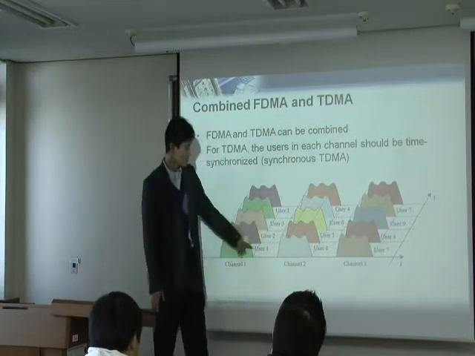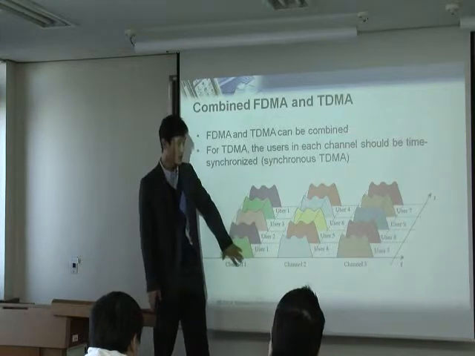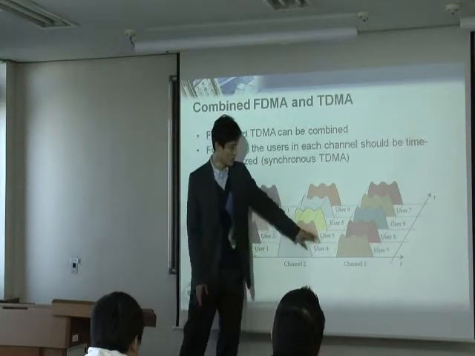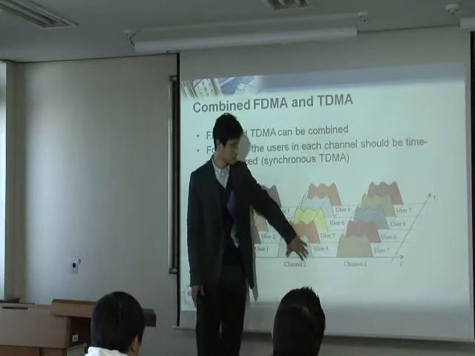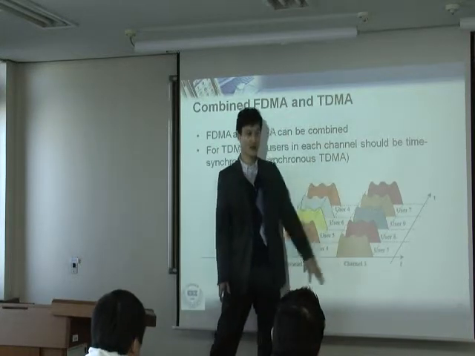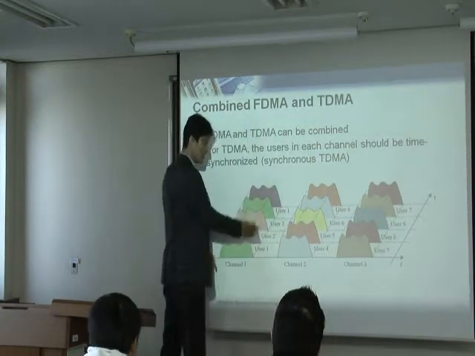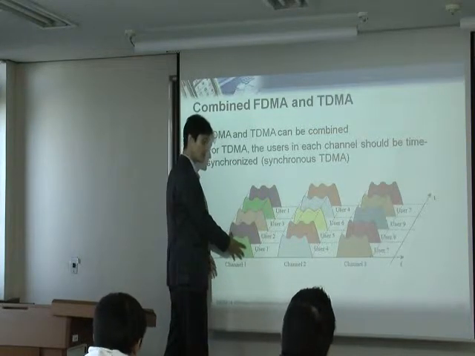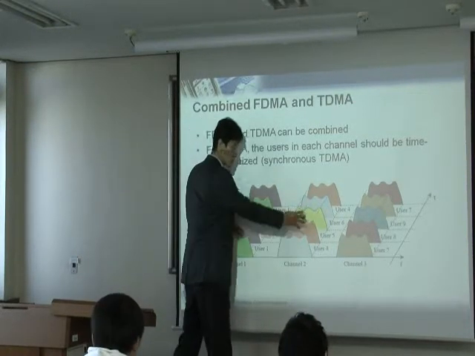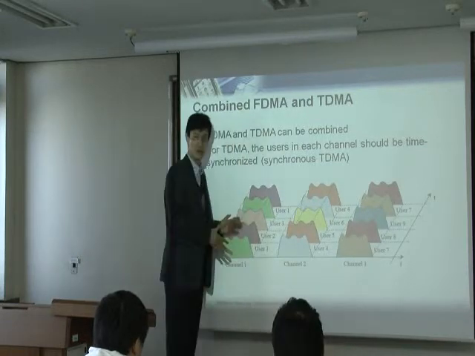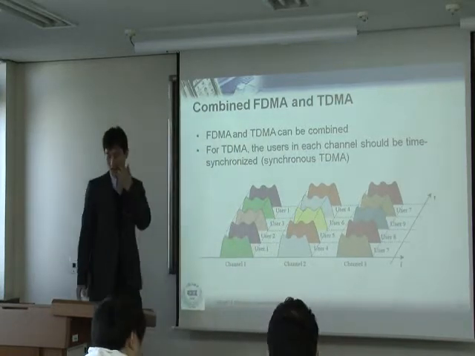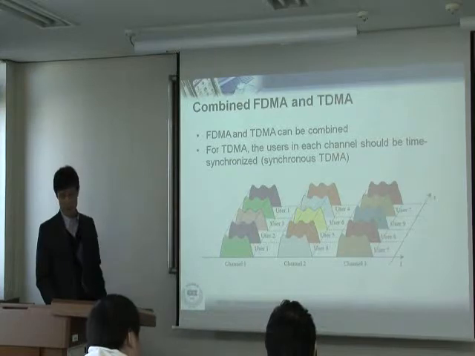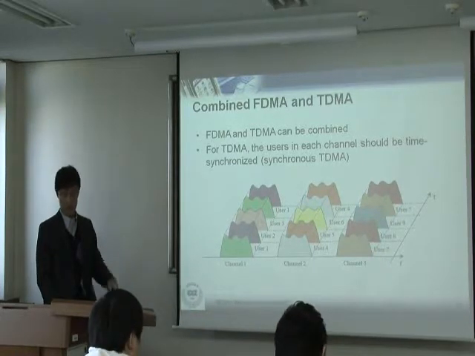So in this case, users 1, 2, 3 use frequency channel 1. Users 4, 5, 6 use channel 2. Users 7, 8, 9 use channel 3. Each channel is separated by time, so therefore it's time division multiple access. But the users are also separated by FDM, the frequency. So it's a combination. This is what is actually used in GSM, for example.